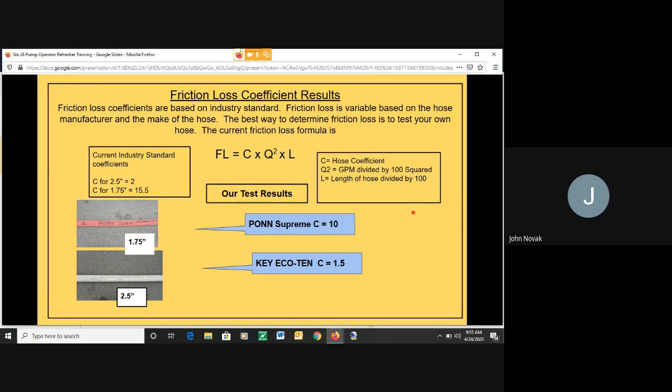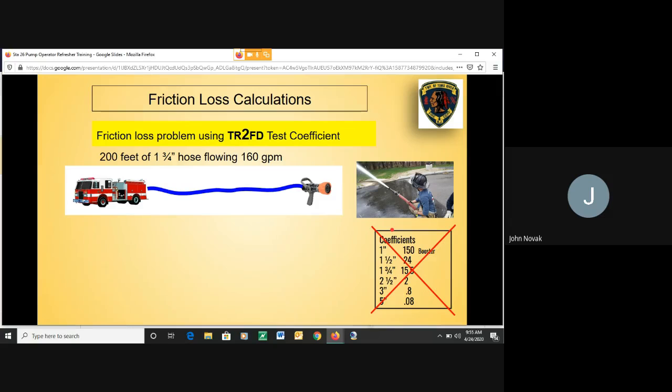All right, so here's our inch and 3/4 Pond Supreme. This is the coefficient we came up with. Instead of 15.5, we came up with a coefficient of 10. The 2.5 inch hose, which is the Key Echo 10, we came up with a coefficient of 1.5 instead of a coefficient of 2. So the friction loss is much less, based on our hose testing, than using the IFSTA formula, right? So here's a friction loss calculation using our test formula, our coefficient.